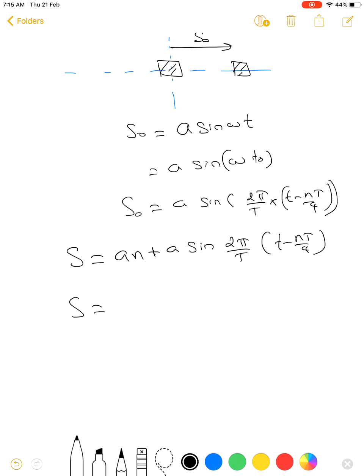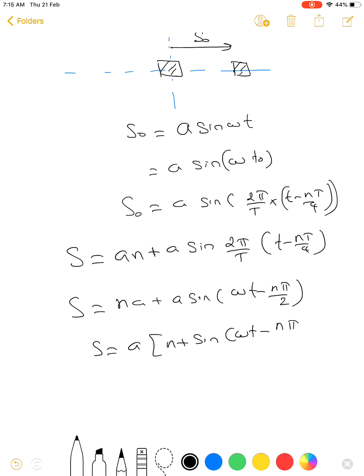So you can write the value of S is equal to n into a plus a sine omega t minus n pi divided by 2, or S is equal to a into n plus sine omega t minus n pi divided by 2. That will be the value of its displacement.